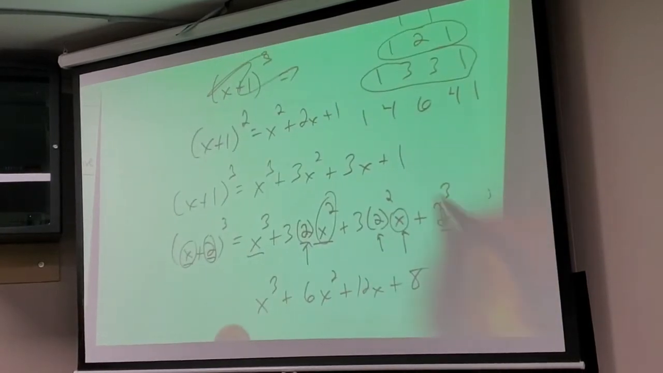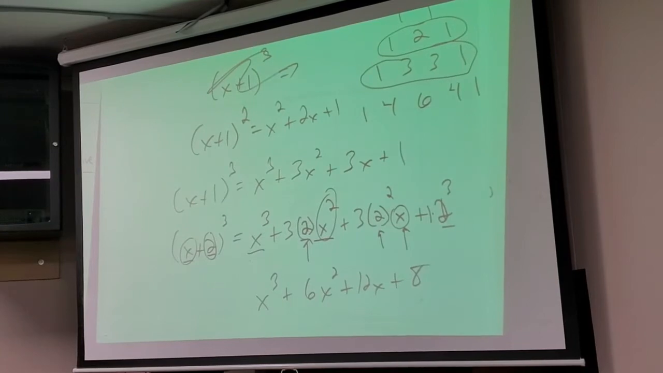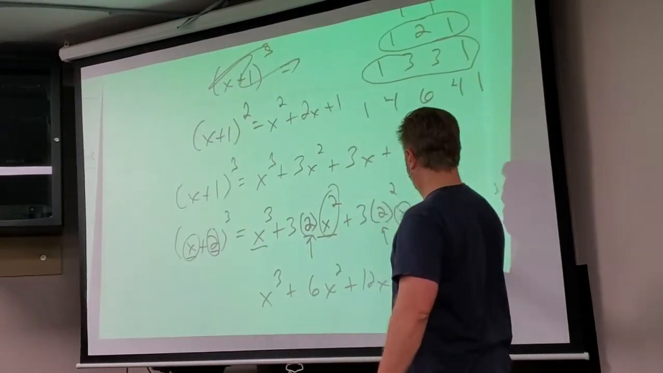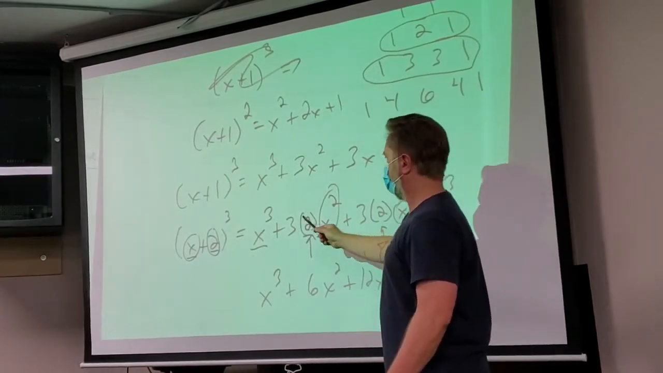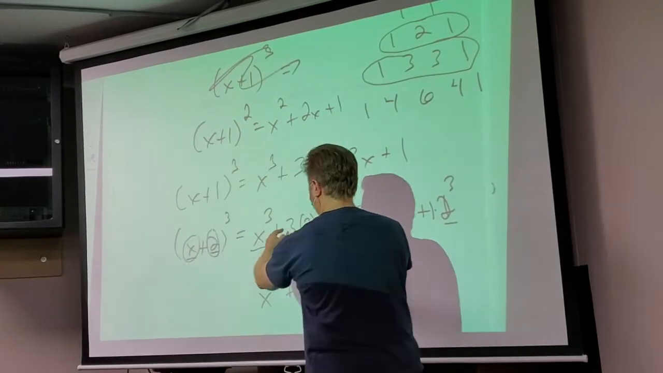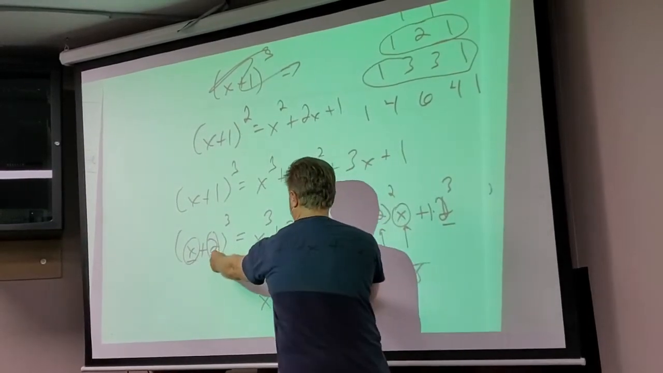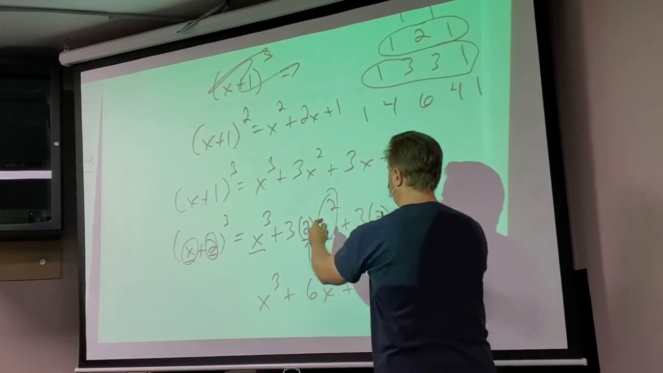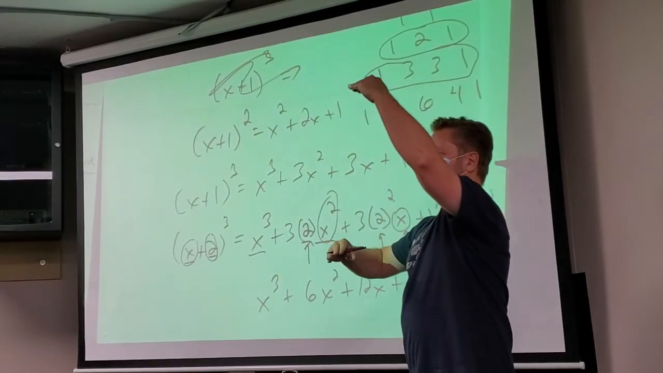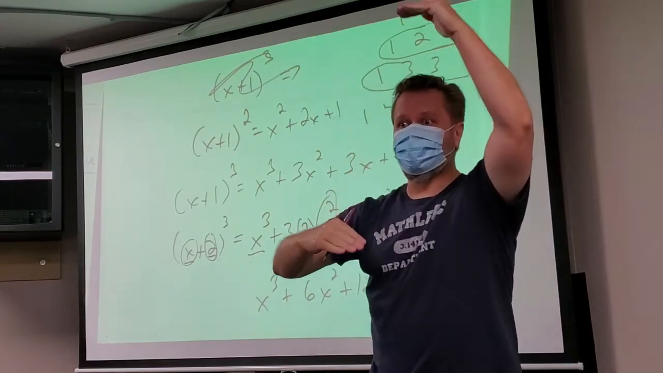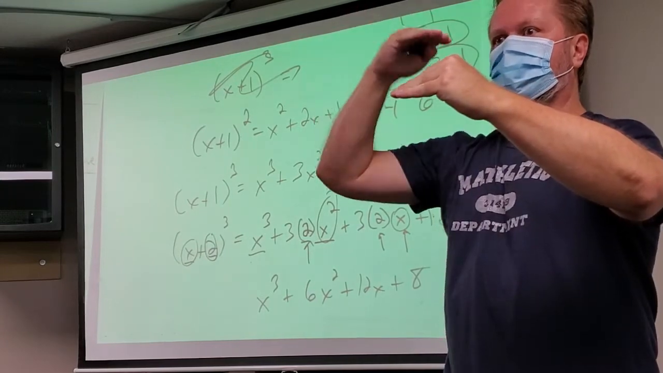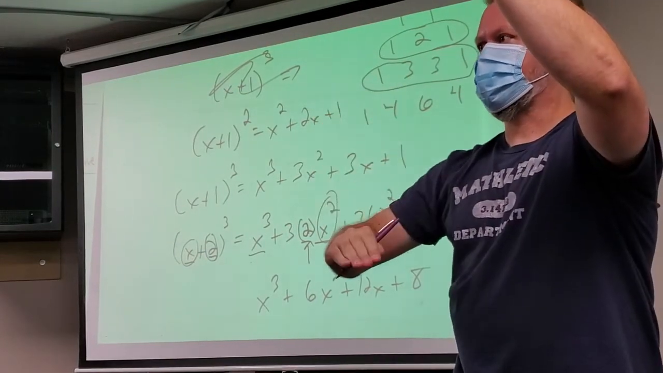1 3 3 1. So the coefficients are 1 3 3 1. And what happens is, it's all the first one times 1. Then it's 3 times 1 of these, 2 of these. 3 times 2 of these, 1 of these. So you have all x's, no 2's. 2 x's, 1 2. 1 x, 2 2's. No x's, 3 2's.